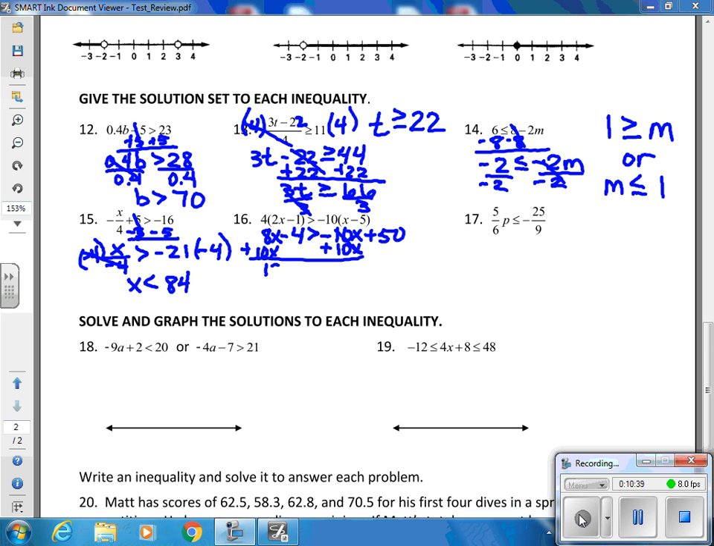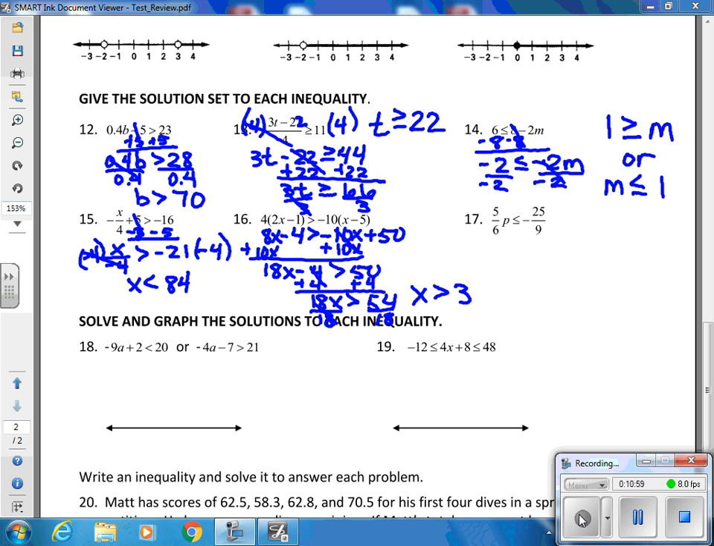And now we've got 18x minus 4 is greater than 50. We're going to add the 4 next. So now we've got 18x is greater than 54. Okay, and then we're going to divide by 18. And there's no reason to flip anything, so x is greater than 3.